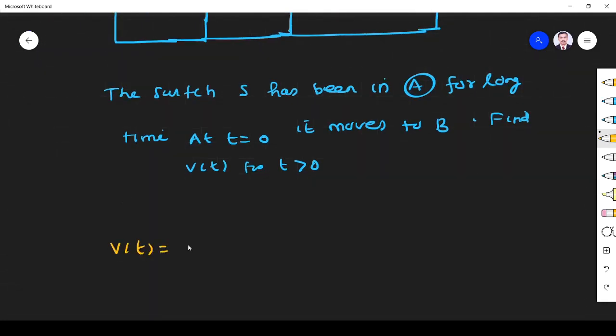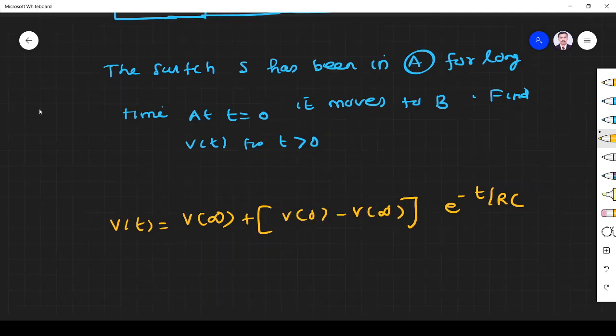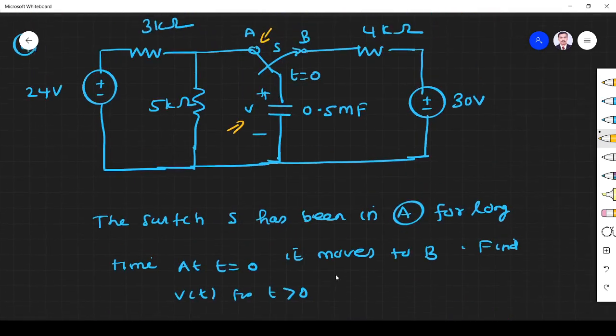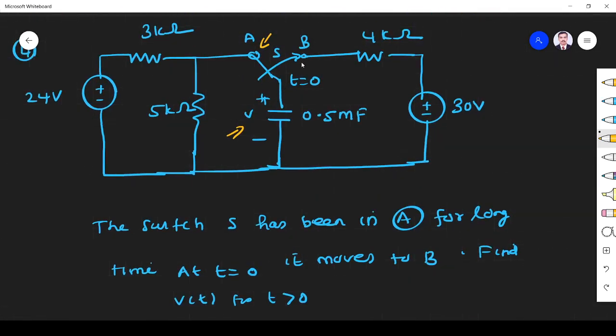So what is the voltage across the capacitor? V of t is equal to V infinity plus V0 minus V infinity, e power minus t by RC. What is V infinity? V infinity is the steady state voltage, V0 is the initial voltage. So we have two conditions. For t less than 0, the switch is in position A. At t equal to 0 only, it is moving to B. For t less than 0, it is in position A. So the switch is here, so only this part is available.